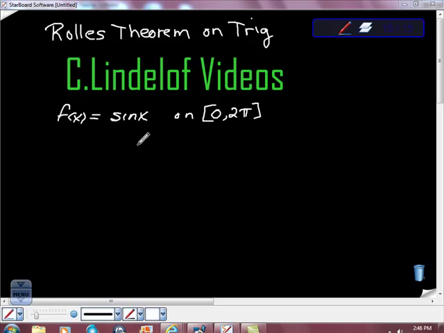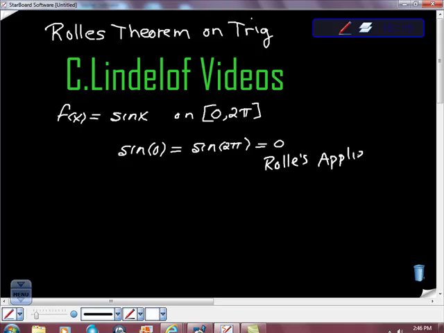So I am going to assess this, and I'm going to check this out. I'm going to say, is sine of 0 equal to sine of 2 pi? And they are equal to each other. They both equal 0. So we can say with some confidence that Rolle's applies. So I'm going to apply Rolle's theorem here.